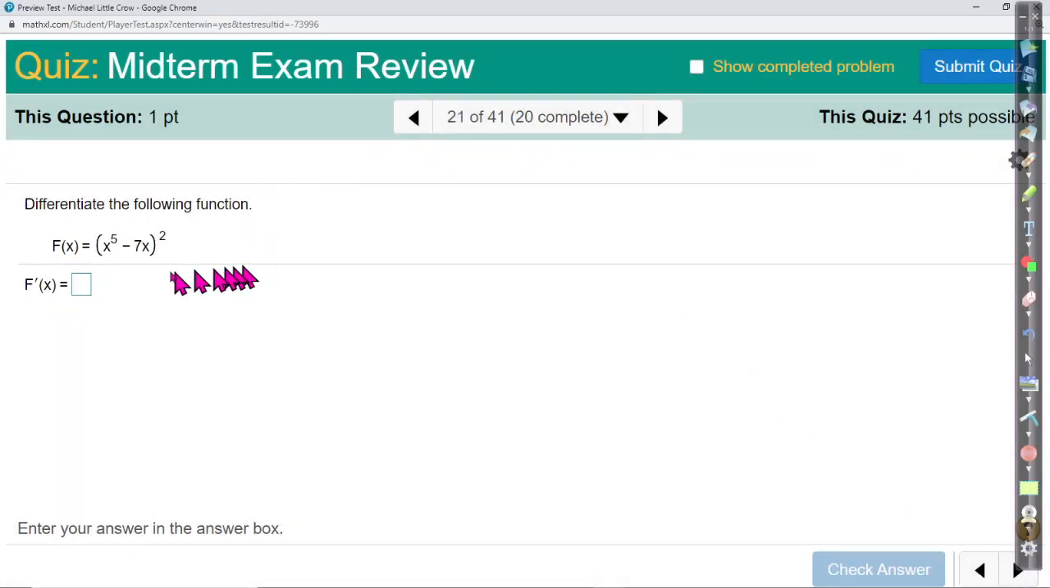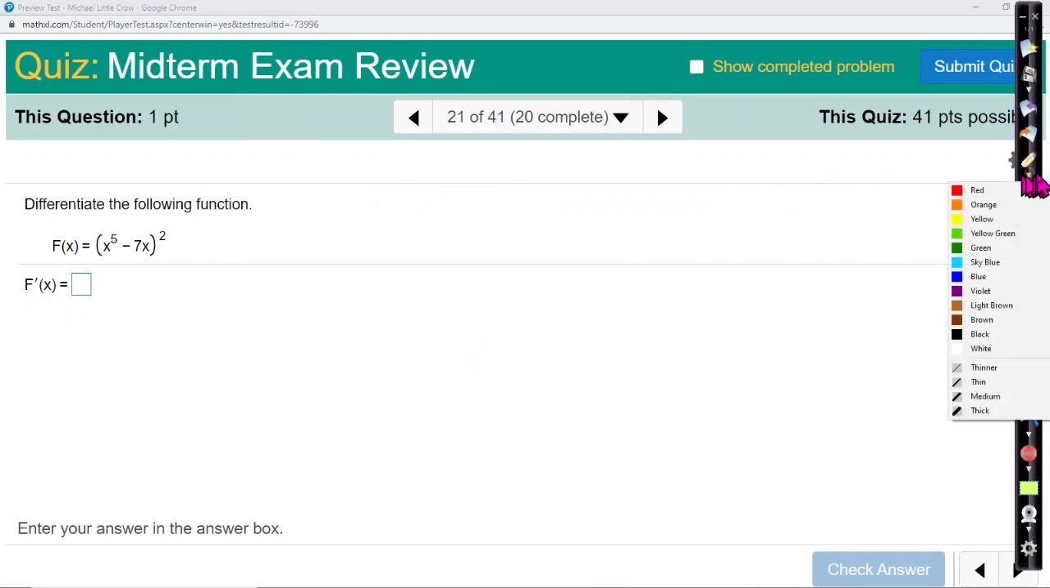Question 21. Differentiate the following. So now we have to use the chain rule. That's a good place to stop after I do this one. So we've done the product rule, quotient rule, and chain rule. You'll be able to look over these, and then I'll do the remaining questions, however many, 20 more, 19 more, I'm not sure.